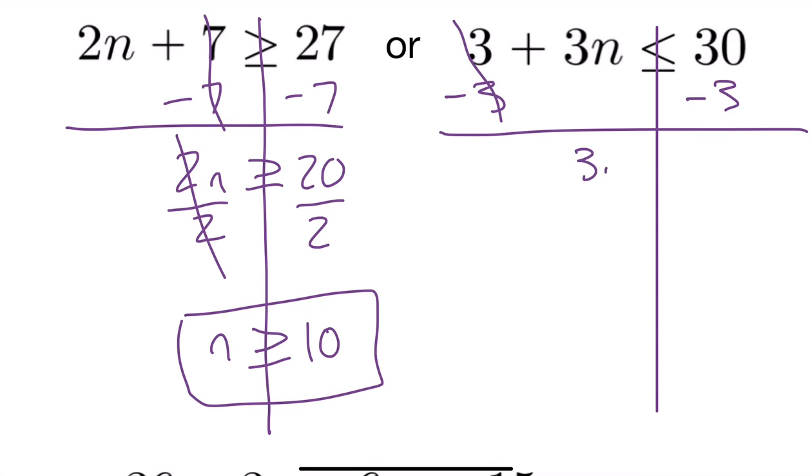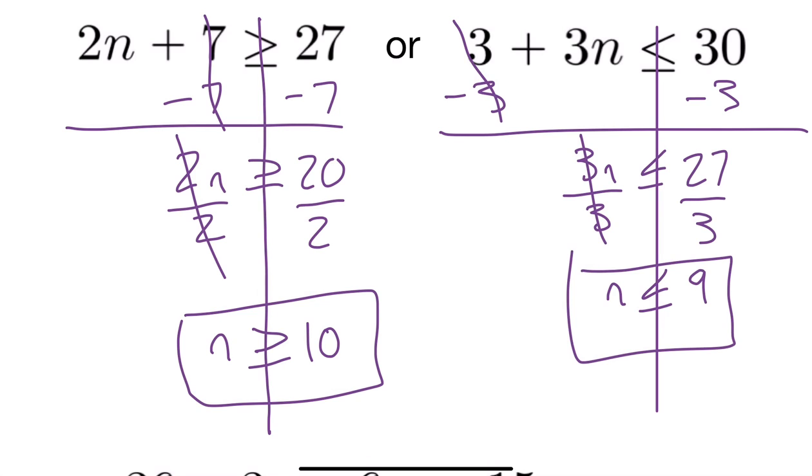So I've got 3n is less than or equal to 30 minus 3 is going to be 27. All right, still want n alone, so I'm going to divide by 3. Boom. So I'm left with n is less than or equal to 27 divided by 3. That's going to be 9. All right. Boom. Done. Moving right along.